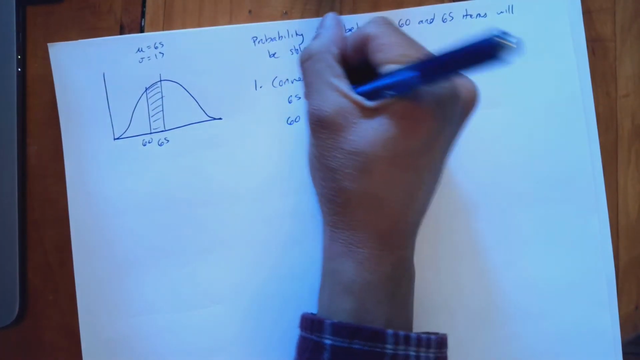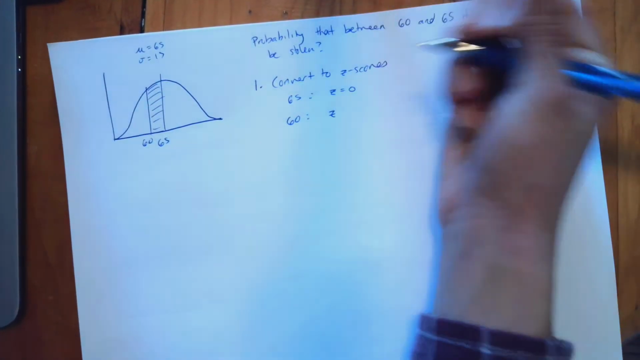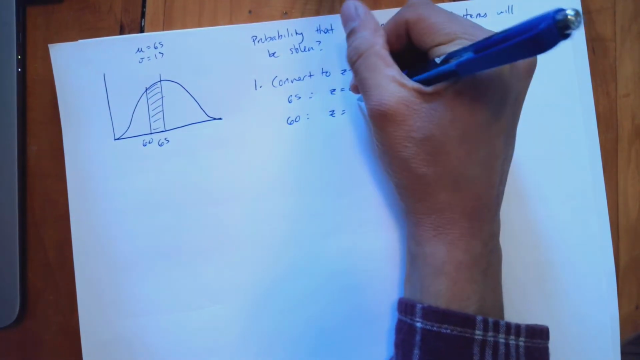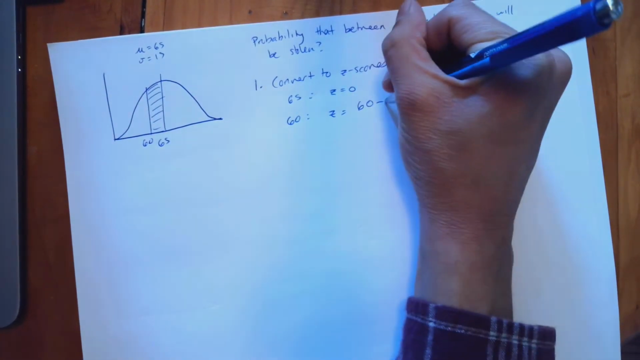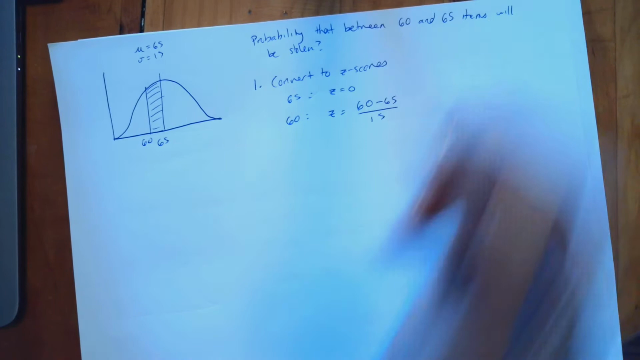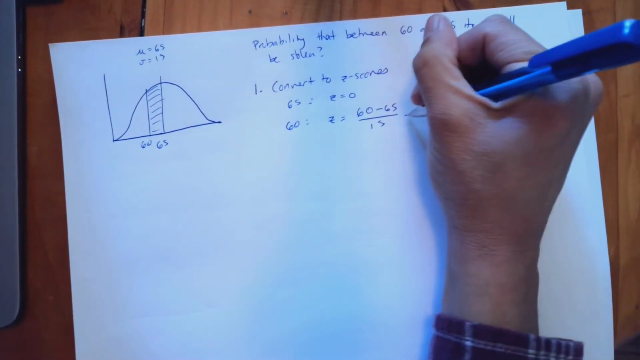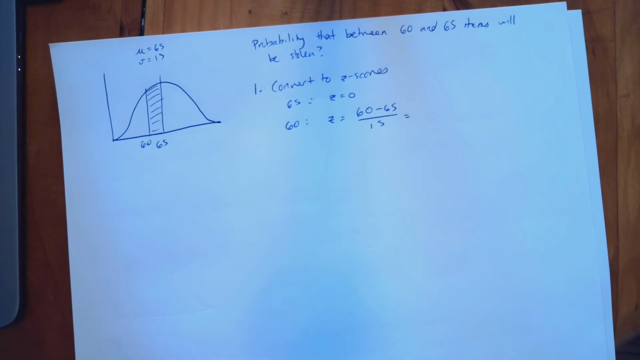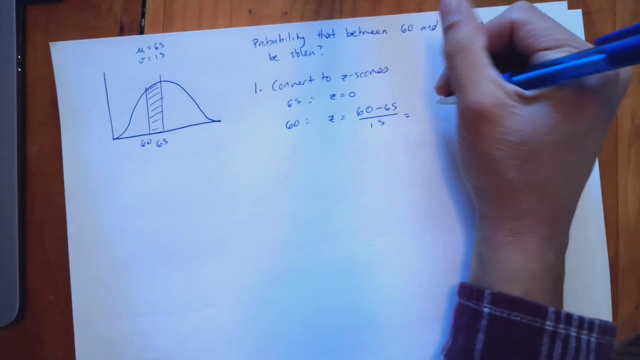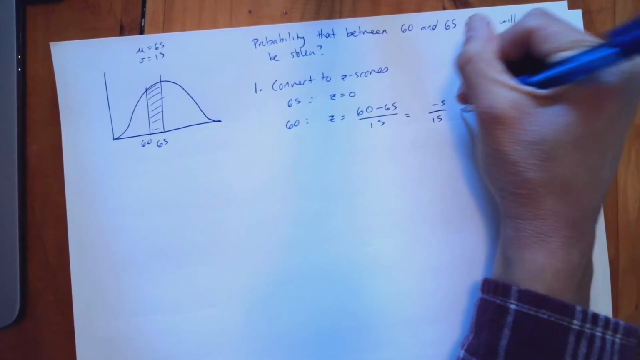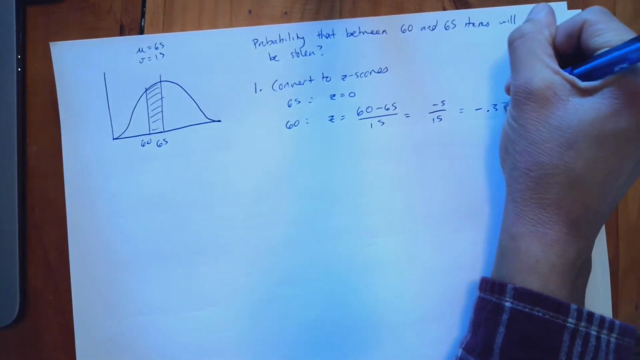For 60 thefts, we're going to plug everything into the equation again. And here we have 60 minus 65 divided by 15. So x minus mu over sigma. And this is the same example that I showed in the how to calculate a z-score part of this lecture. So here we have negative 5 over 15, and this comes out to negative 0.33.